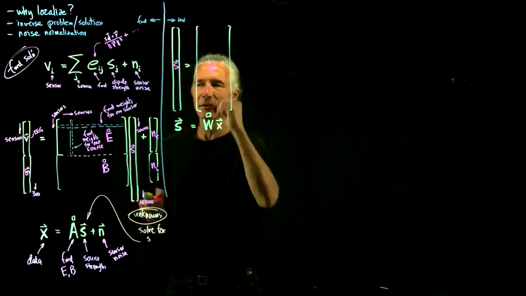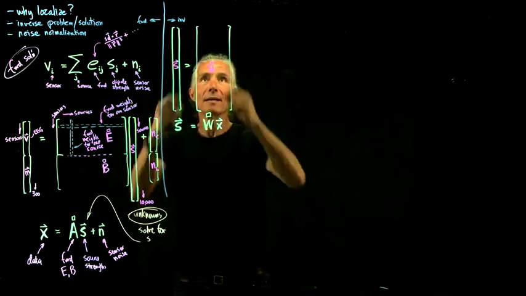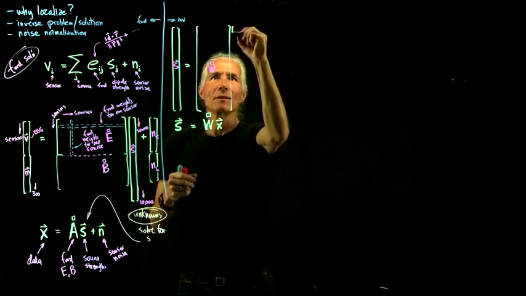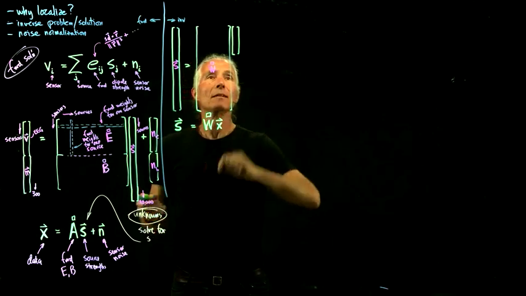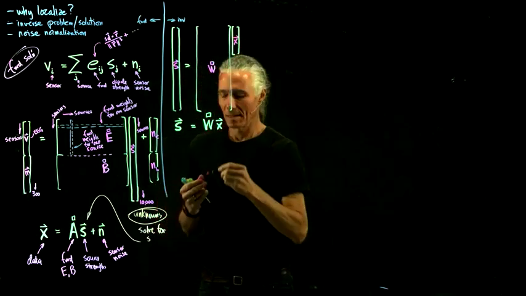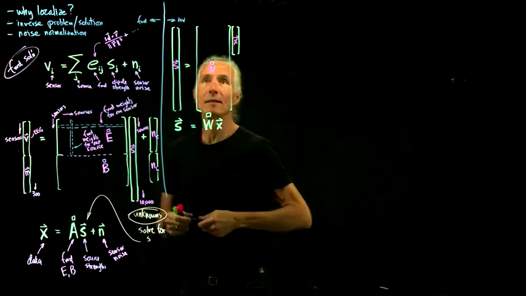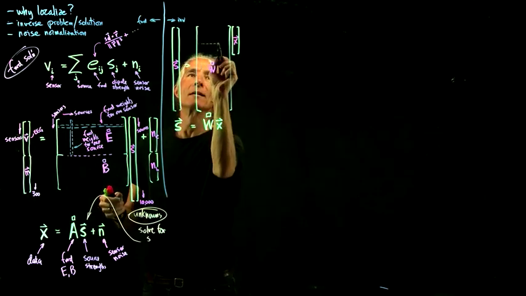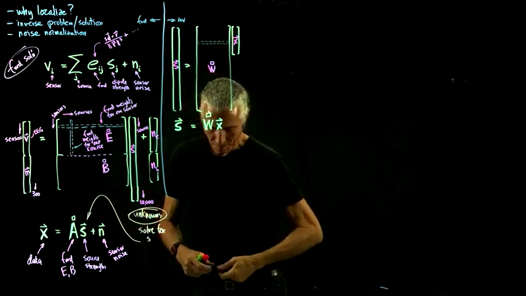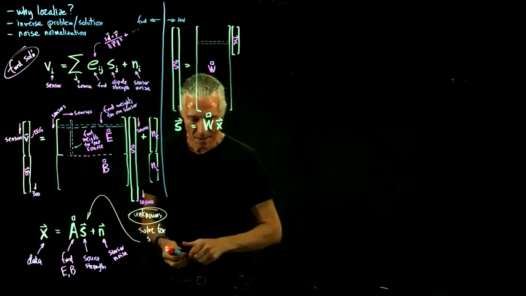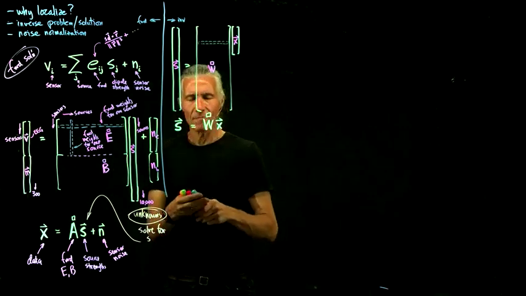That's our solution. That's our inverse solution. And then that's going to be multiplied by something that's that big. So here's our data. So this is our x data. And so what is one row here? So one row here, this would be the forward solution for every source.